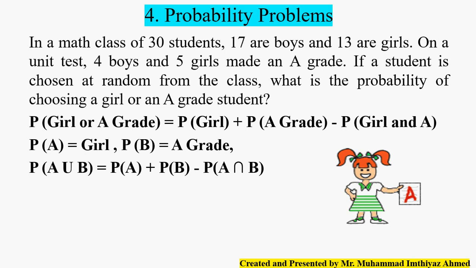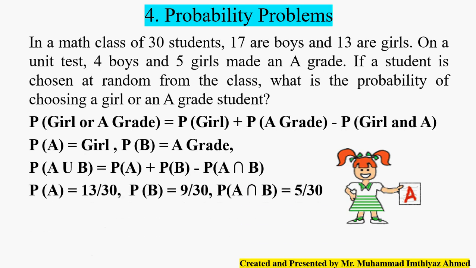Now A, what is A? Girl. How many girls are there? 13. What is B? A grade. How many total students secured an A grade? That is 4 boys, 5 girls, 9. And we need to subtract the probability of girl and A. Girls getting an A grade is 5. So let us see the solution below.